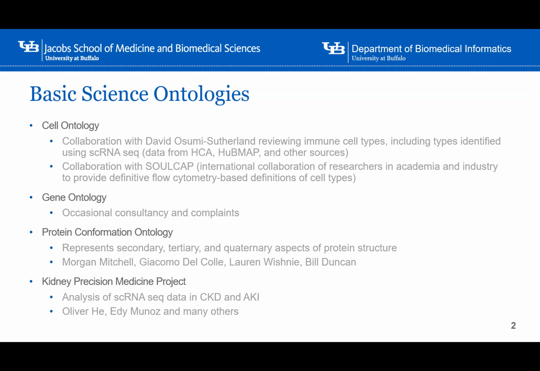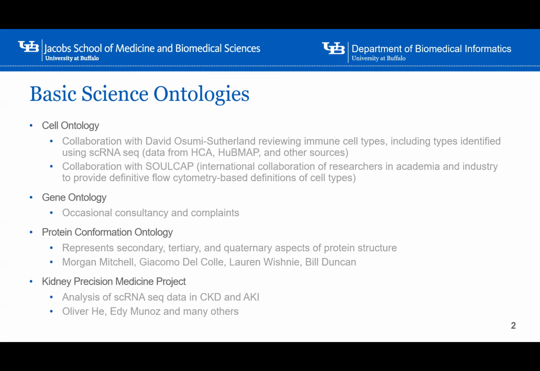I've also been reviewing assignments of cell types to single-cell RNA expression data for immune cell types. And I'll be continuing that work, looking at data from HCA and HubMap in the future. I still consider myself somewhat engaged with the gene ontology, although mostly it's responding to particular issues from time to time that I think need my input.